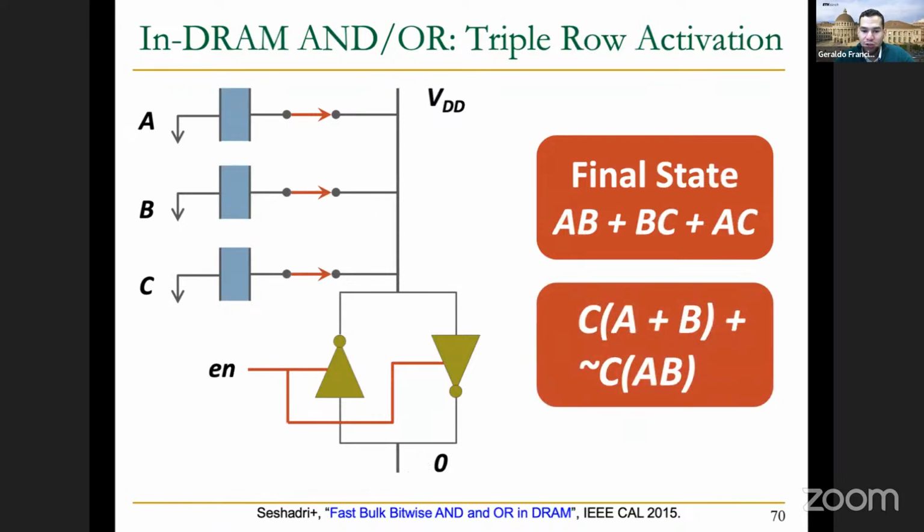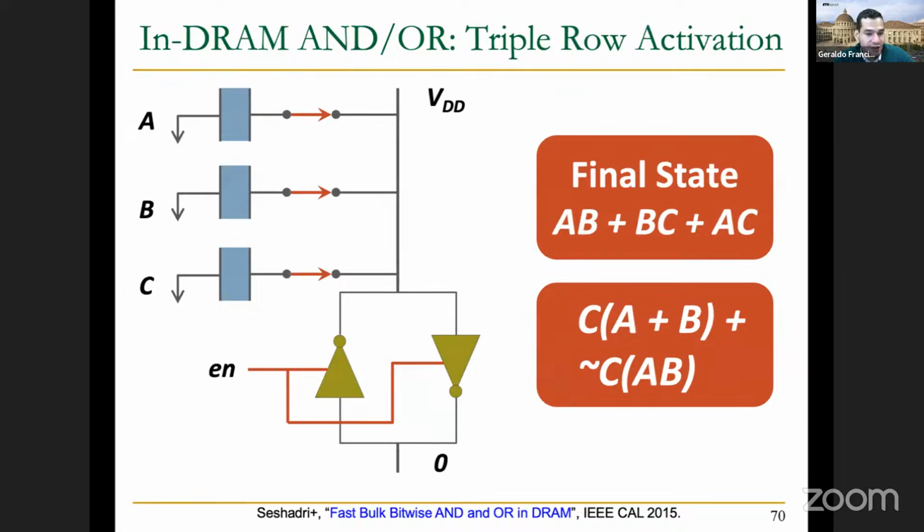So basically we can do Boolean AND and Boolean OR using this triple row activation. So here we are not adding Boolean gates to do AND and OR. We are just issuing 3 in-DRAM row activations to realize this in-DRAM majority operation.